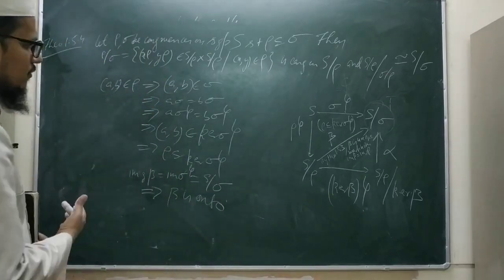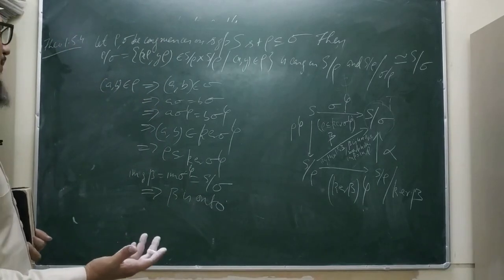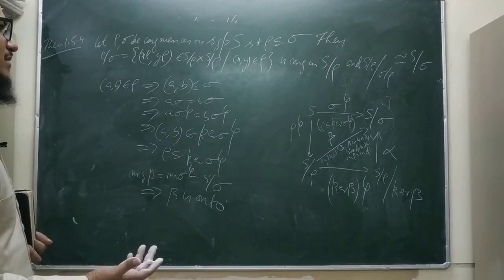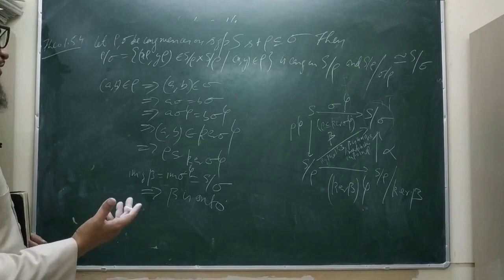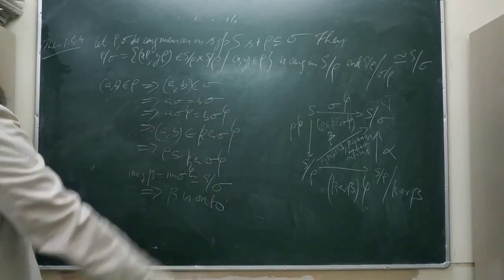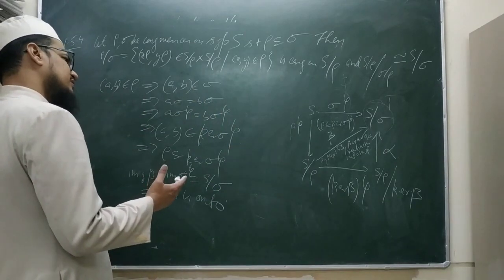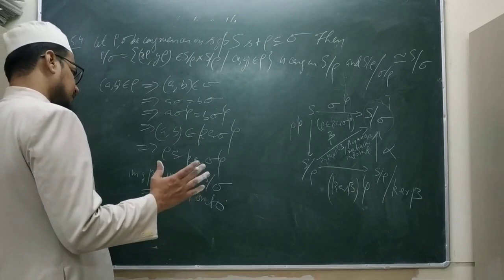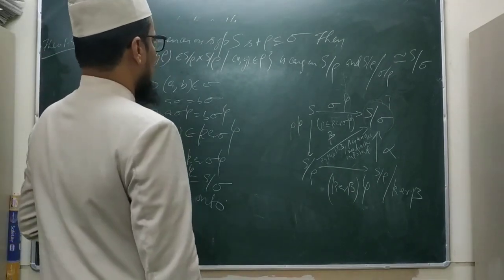Because image beta is S by sigma. Because sigma natural is an onto map, its image is S by sigma. So image beta is equal to S by sigma. It means that beta is a map from S by rho to S by sigma, correct? And image of beta is equal to S by sigma. It means that beta is an onto map. Correct? Anyway, so we get this thing.